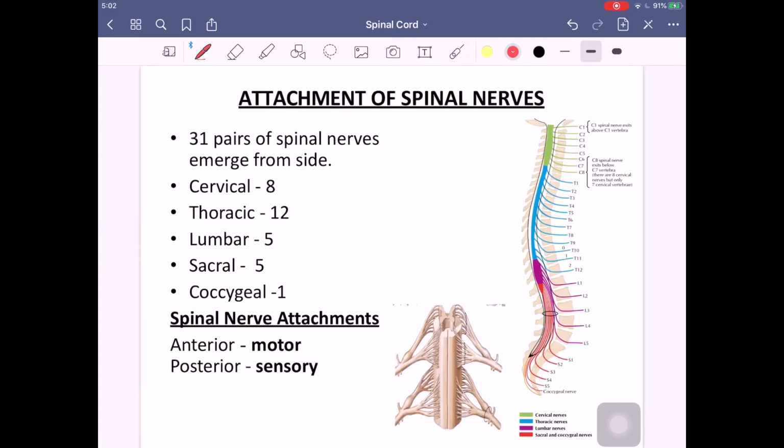Now what about the attachment of the spinal nerve? That was the attachment of your roots. Now let us look at the spinal nerve. There are 31 pairs of spinal nerves which emerge from each side, so 31 on the right and 31 on the left side. In this case, this one is your ventral root. We have identified all of these as your ventral root.